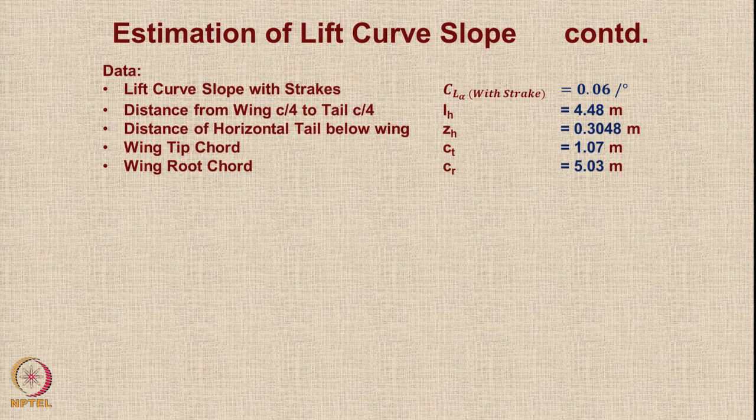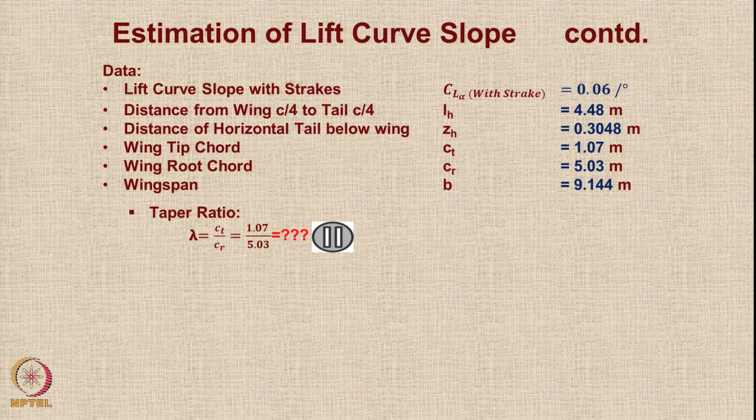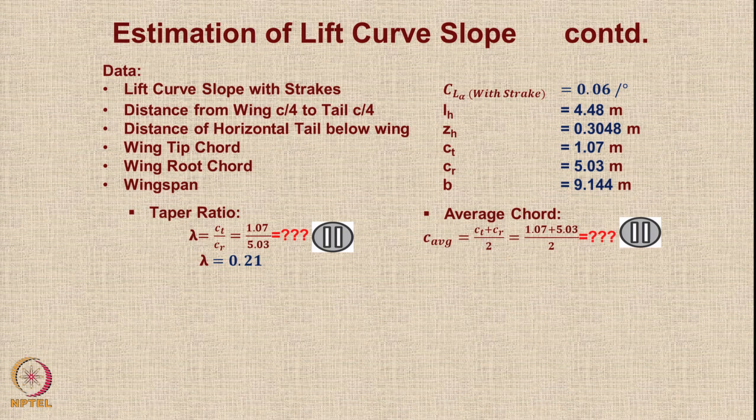So, first we calculate the wing taper ratio, which is nothing but the tip chord by the root chord, or 1.07 divided by 5.03. It is a good time to pause the video and calculate this number. The answer is 0.21. For the average chord, we just take the average of these two numbers. Again, you can pause here. The value is 3.05.